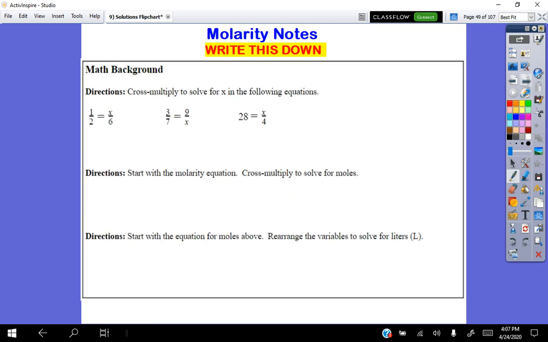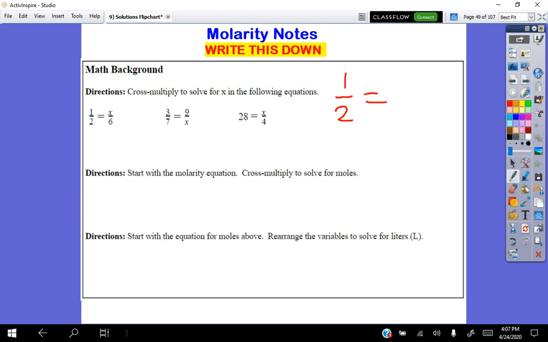Before we can get into the molarity problems, we first need to review some cross multiplication techniques. In math, you have certain problem types that require you to cross multiply in order to solve them. Typically, you have two fractions that are set equal to each other, and one of the fractions has a variable instead of a number. In this first problem, I have 1/2 is equal to x divided by 6, or x over 6.